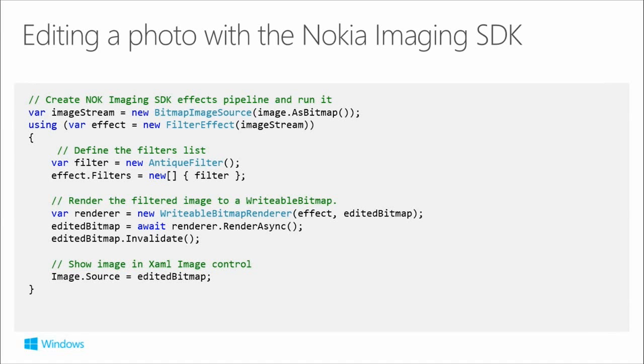So editing a photo with the Nokia Imaging SDK is pretty simple. We take the image stream that we got from the image that we've pulled into our application, and we create a new filter effect and hand it that image stream, and then we can define any of the filters that they have available. We hand that filter into our writable bitmap renderer, along with the bitmap that we want it to come out for, and then we just run that renderer. We can take that bitmap and apply it straight to an image source. That image would be a XAML control, and so we're taking the image source of that XAML control and applying the bitmap to it.